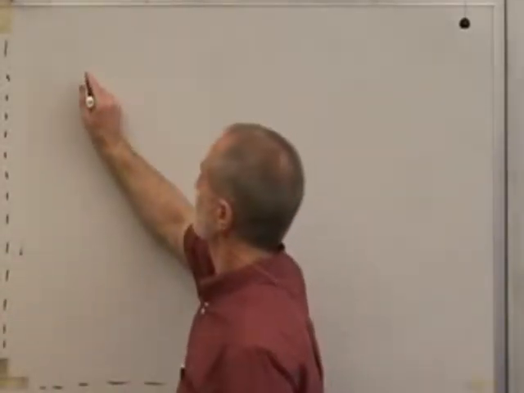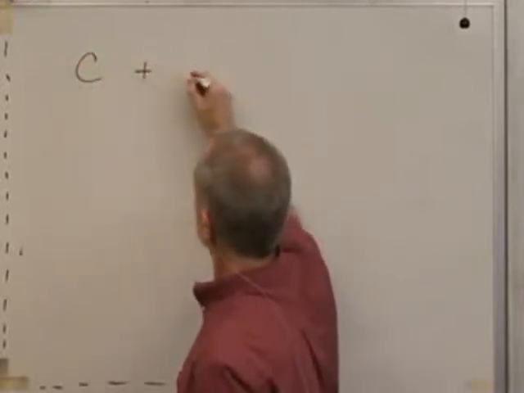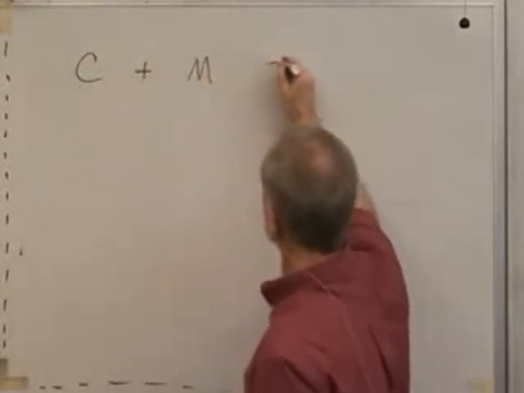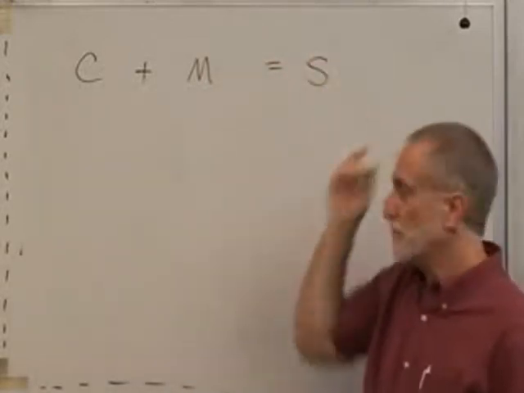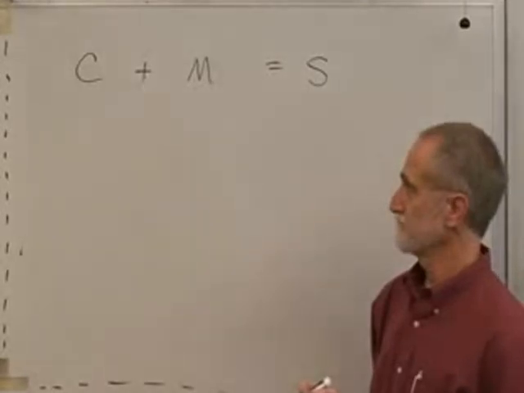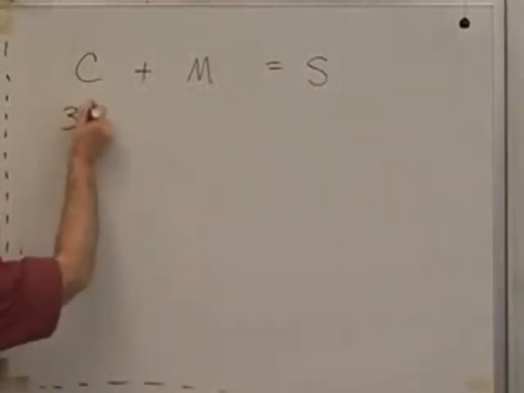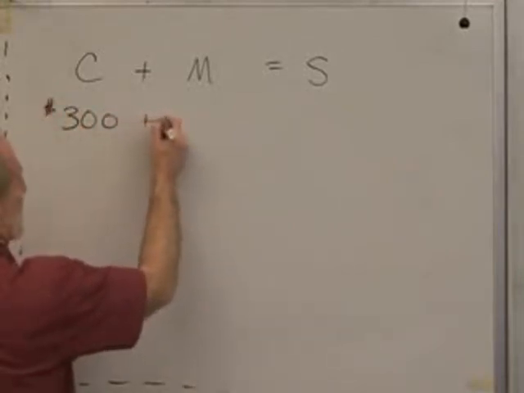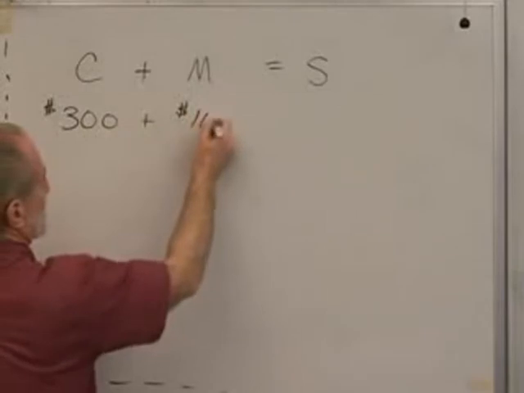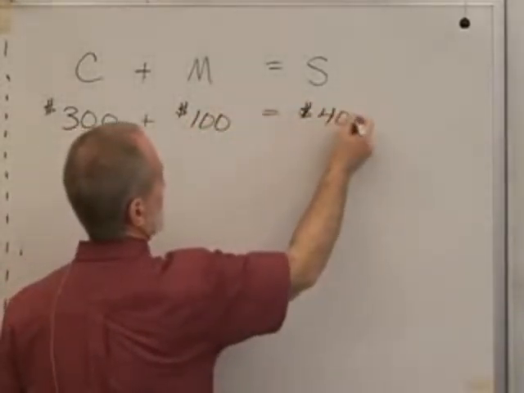Suppose we look at this formula, cost plus margin equals selling price. Let's say we pay $300 for something, we mark it up $100, and we sell it for $400.